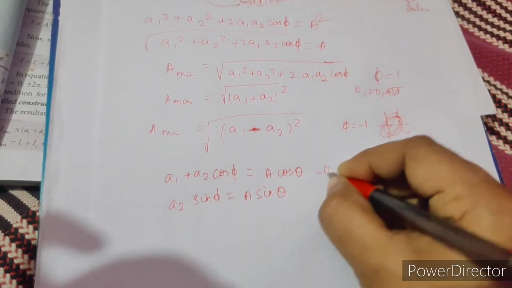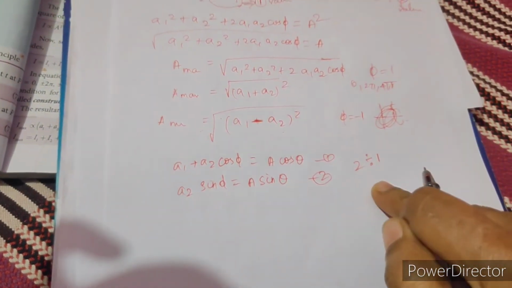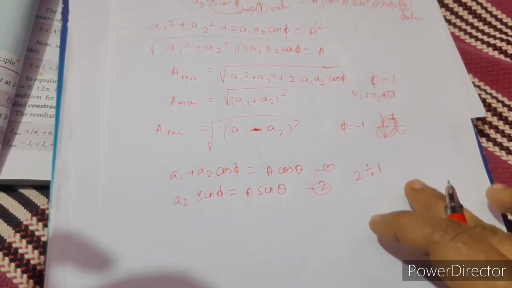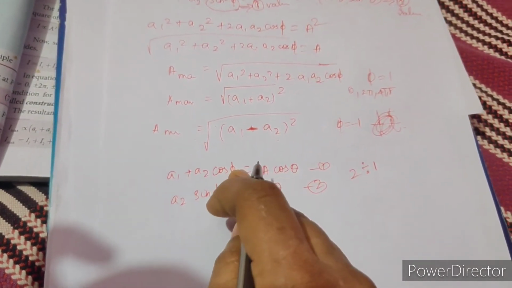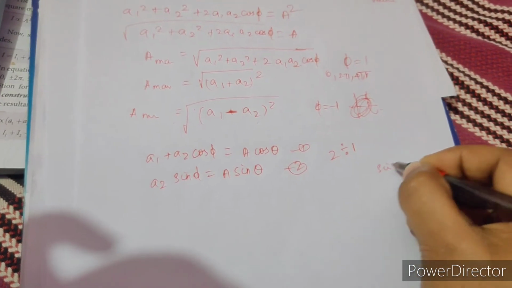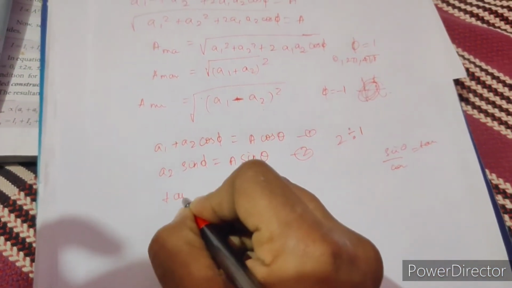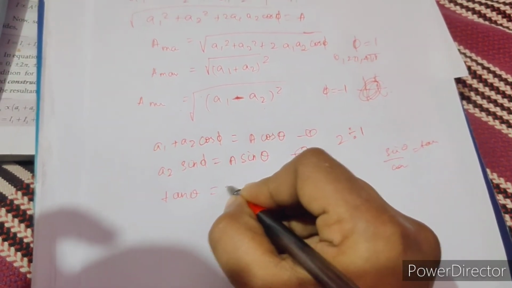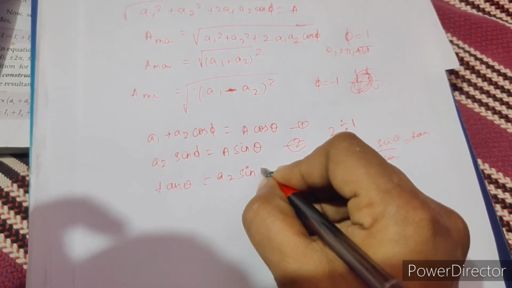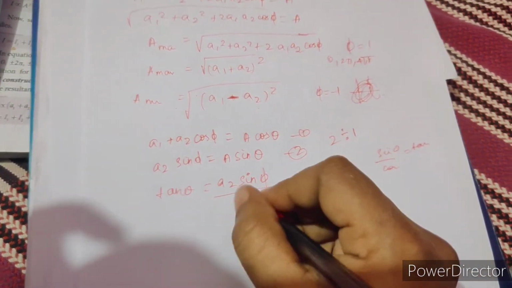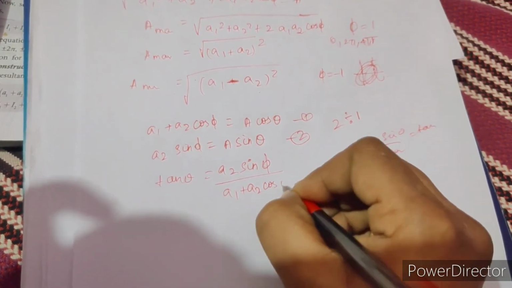So here I am going to divide this equation 2 divided by 1. Okay, second equation I am going to divide it with 1. So what will come? Sin theta by cos theta is tan theta. Okay, sin theta I will write here. Cos theta is equal to tan theta. So tan theta is equal to a2 sin phi divided by a1 plus a2 cos phi.